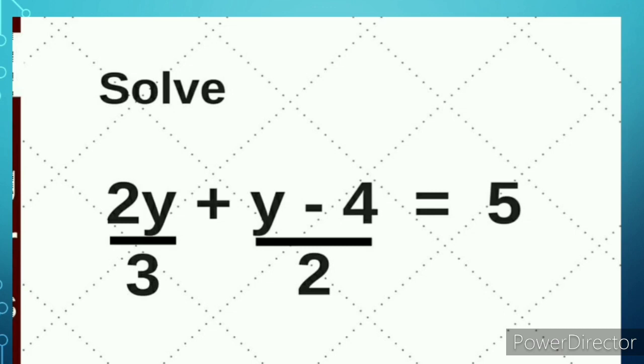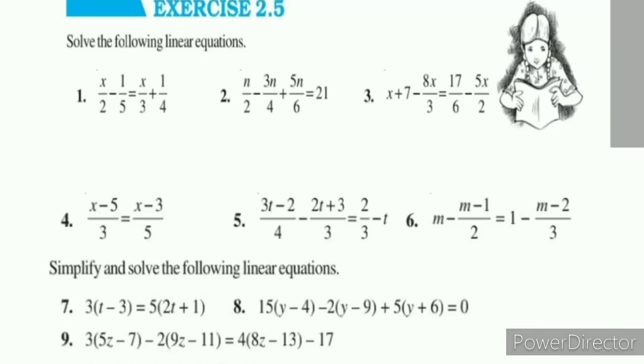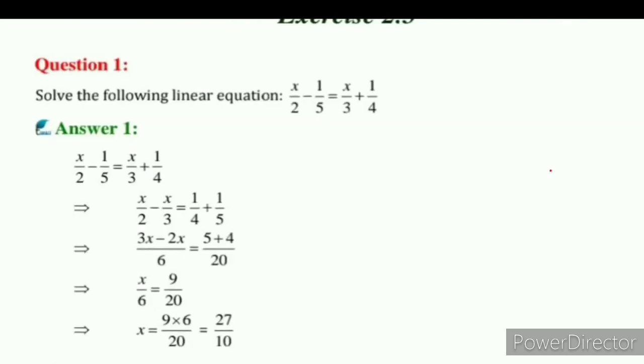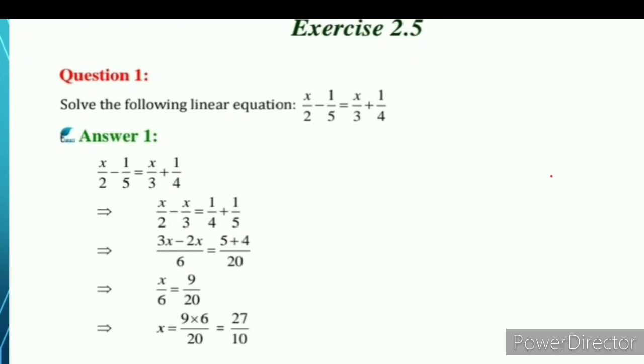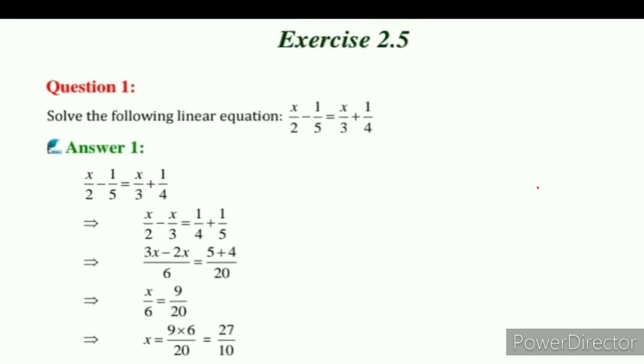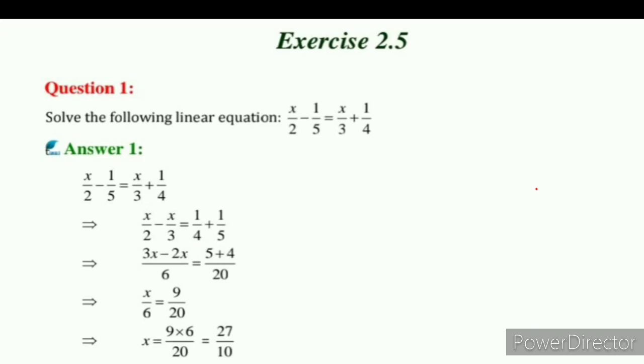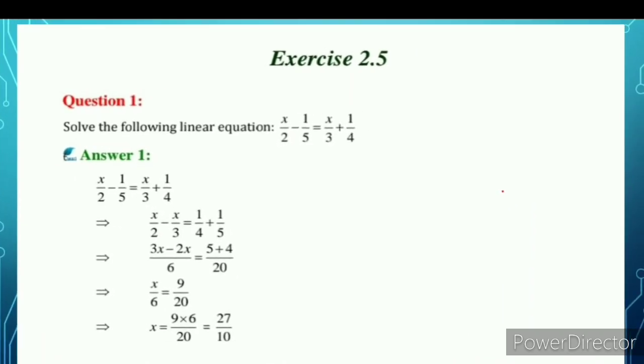Let's start the exercise. Exercise 2.5. Solve the following linear equation. This is our first equation: x by 2 minus x by 5 equal to x by 3 plus 1 by 4. I'll write it on the next page and explain.